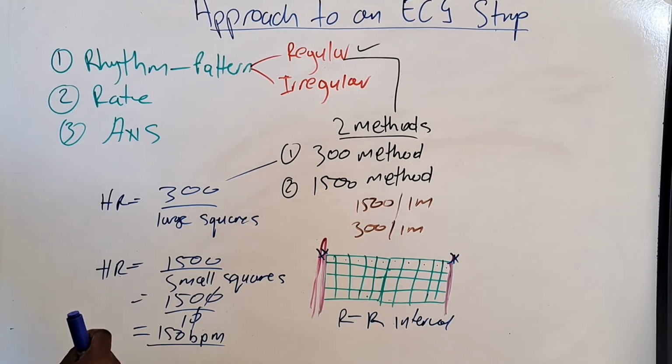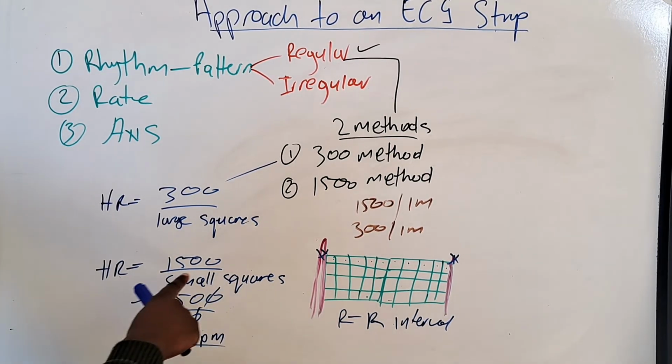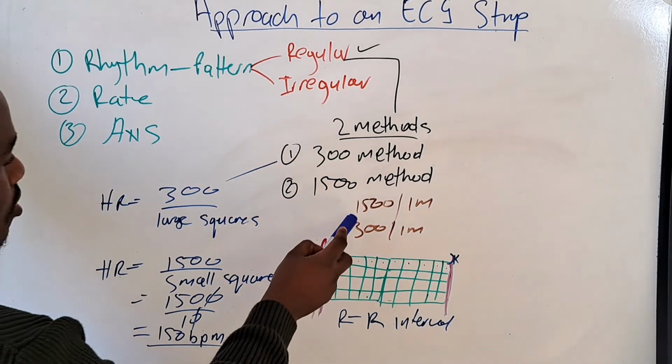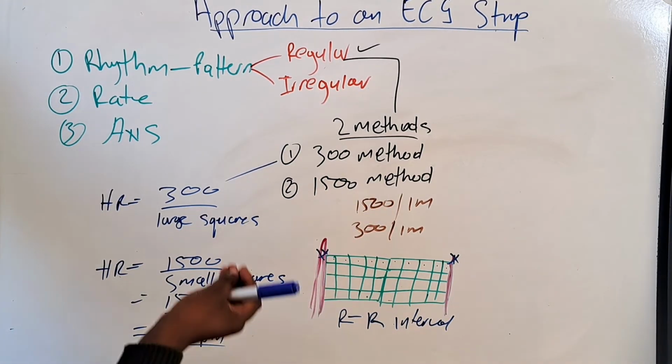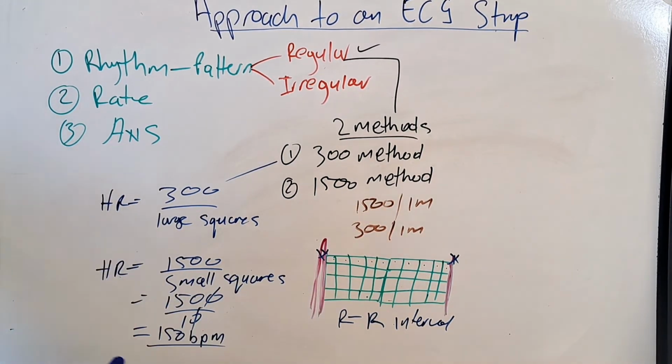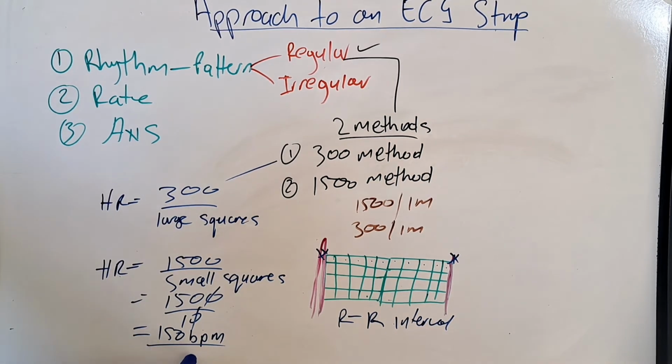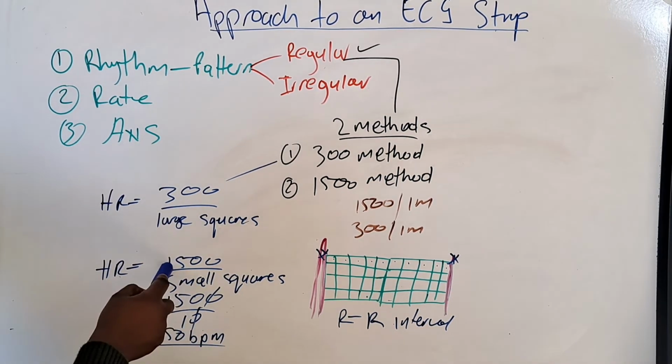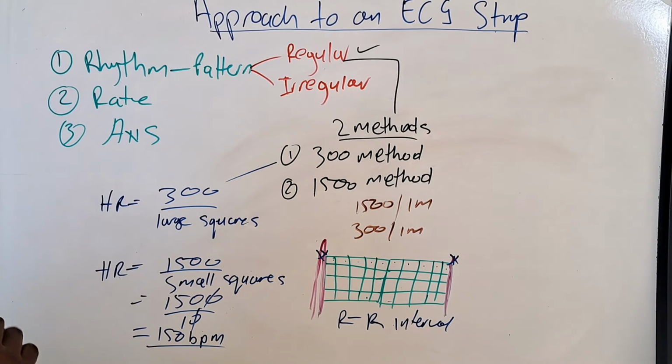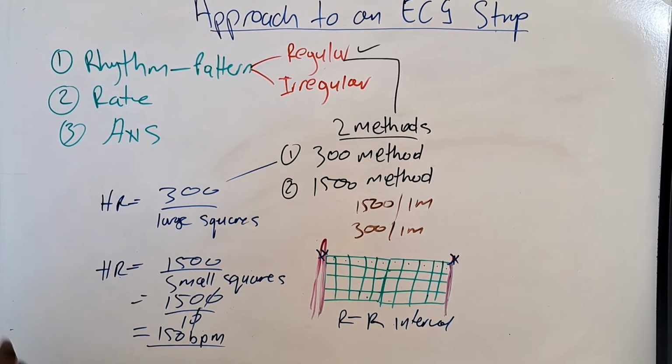The reason why, look at this now, if you take 1500, because I said 1500 small boxes is equal to 1 minute. So you are able to say whatever number you get there is going to be beats per minute, because that 1500 is small boxes, and it's been figured out that it is equal to 1 minute.